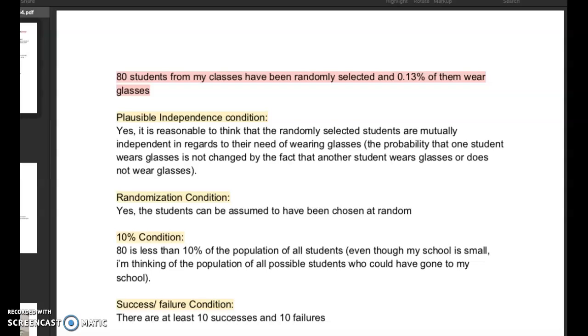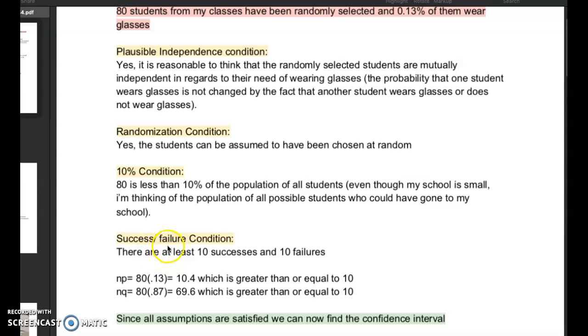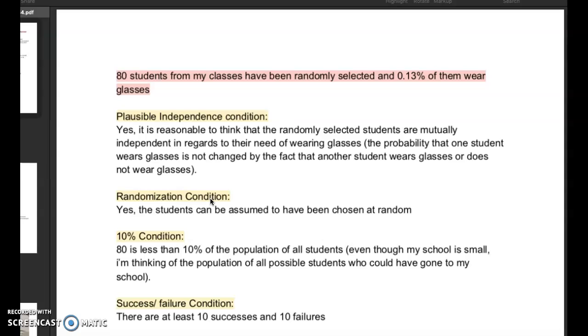Today I'll be explaining my sampling distribution model and the statistics I got in order to create it. I basically got the proportion of students in my classes that wear glasses. You may see it's a large amount of students that I used for my sample size, but this was only to ensure that my success/failure condition was met so I could find my confidence interval.